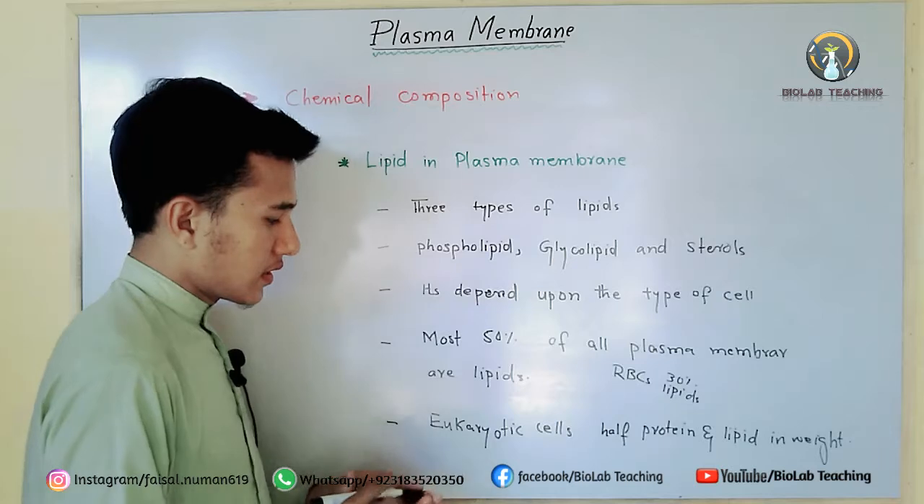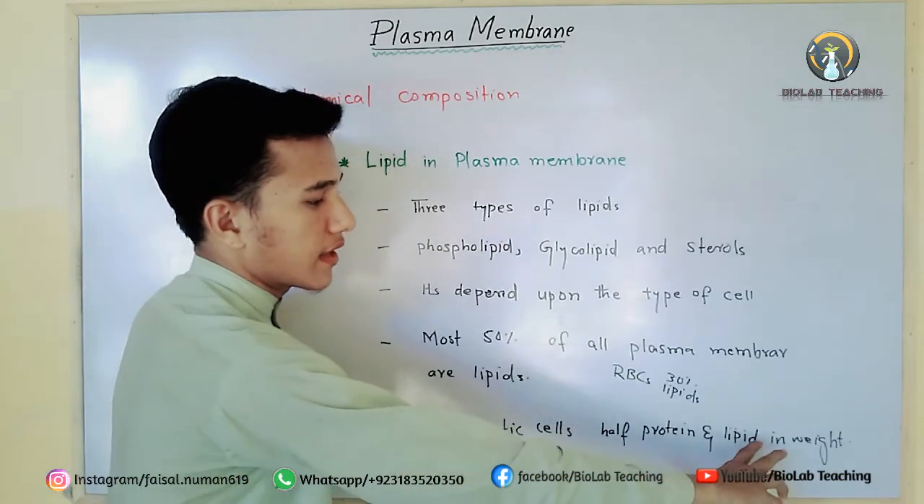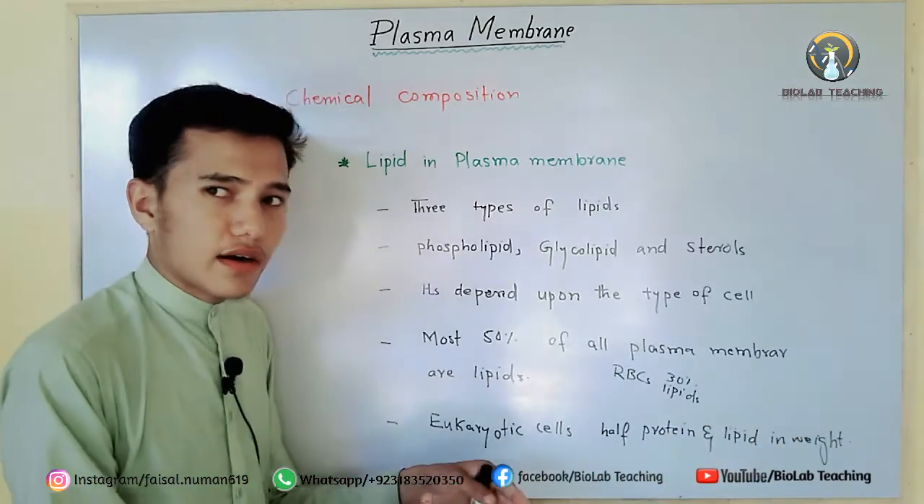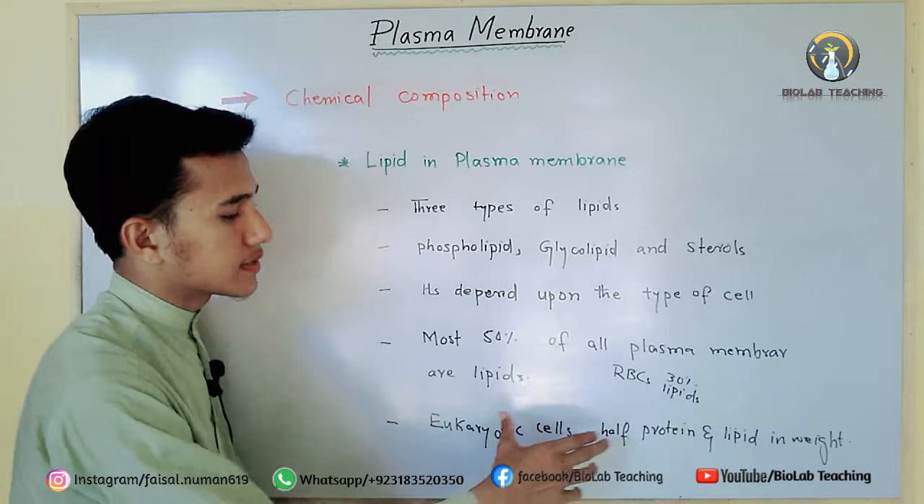The eukaryotic cells have protein and lipid in a way, meaning that half is protein and half is lipid in eukaryotic cells.